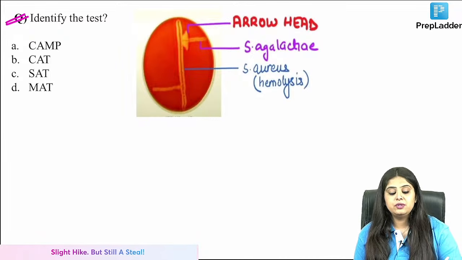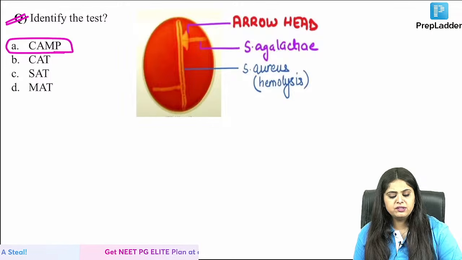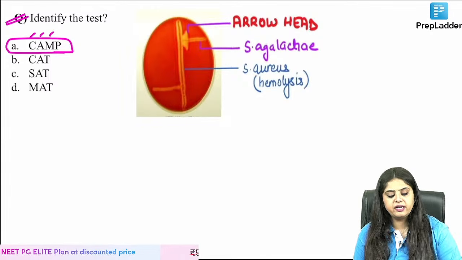Now let us come back to the test. This is a simple test, ma'am. This is known as CAMP test. CAMP is the name of 2-3 scientists.